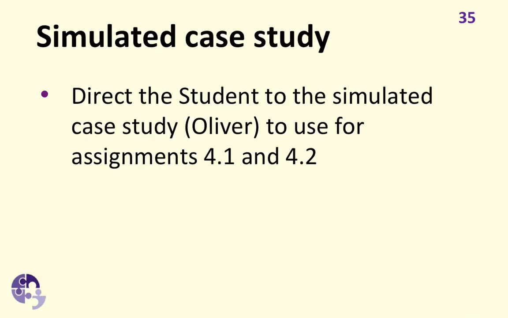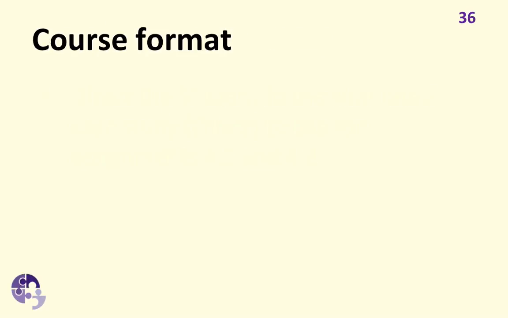But in Unit 2, there are 2 linked assignments to their candidate. So they will then need to use the simulated case study for a student called Oliver, and they will use that to complete the Form 8 for him, which is 4.1, and the Access Arrangements Online application for 4.2.